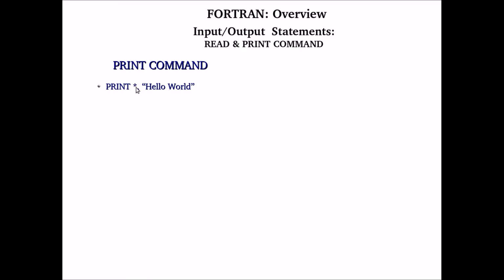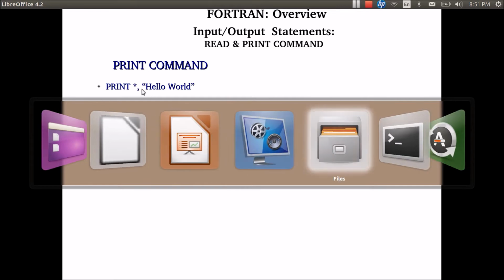So print, this is unit name, comma. By default we usually use star. I will illustrate later on what can be other options for this. Now any text written in the quotes will be printed on screen as such. So if I give the command in a Fortran program, print star comma anything in quotes, that will be printed on the screen as such. Let me illustrate this simple command first in the command line.